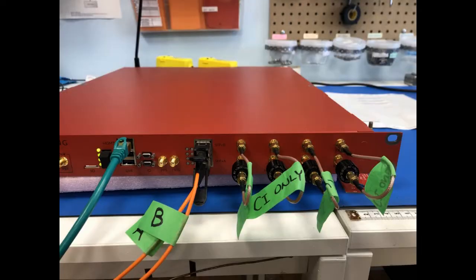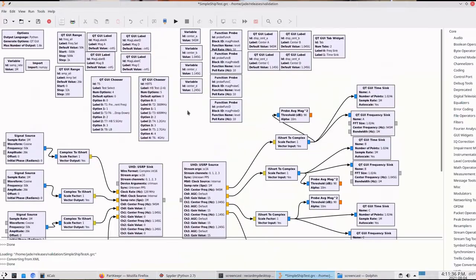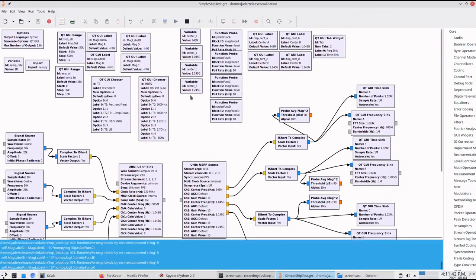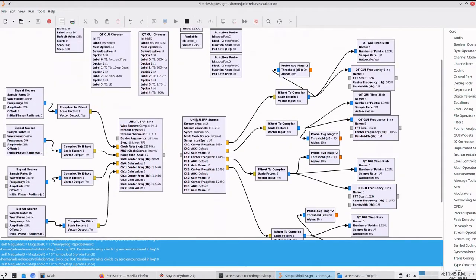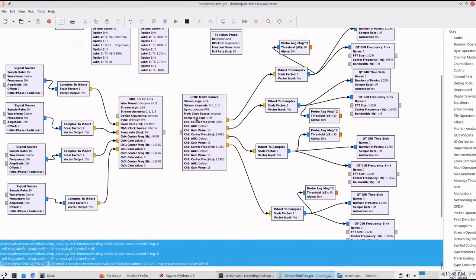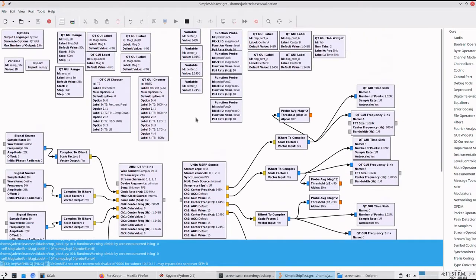This video demonstrates Crimson TNG in loopback mode, where transmit channels A to D are connected, or looped back, to receive channels A to D using SMA cables with 30 dB attenuators. We are using a GNU Radio program to accomplish this, essentially generating a signal using signal source blocks and routing them to transmit channels A to D via the UHD USRP sink block.